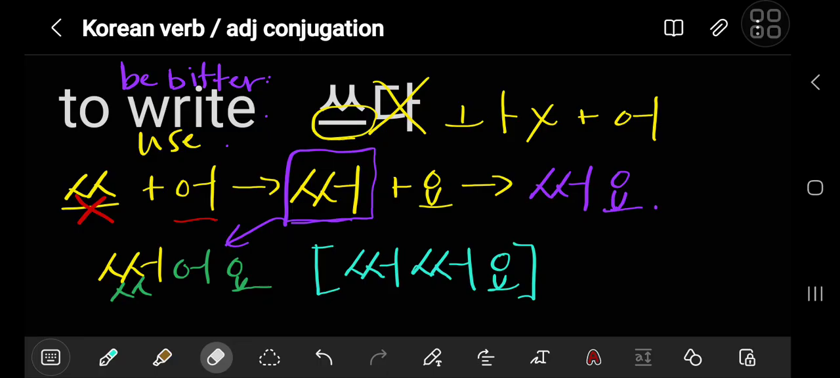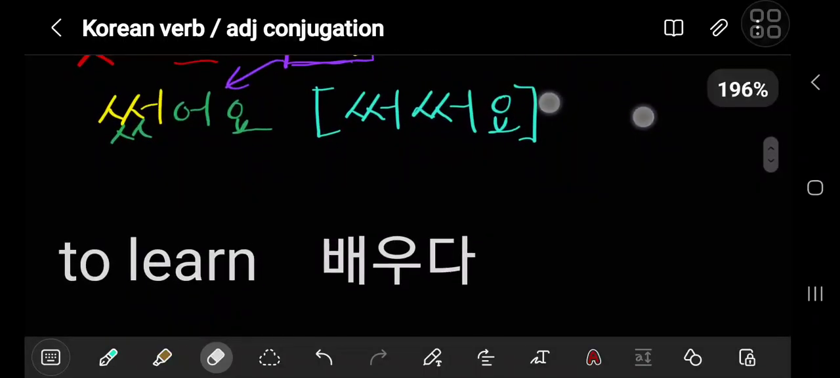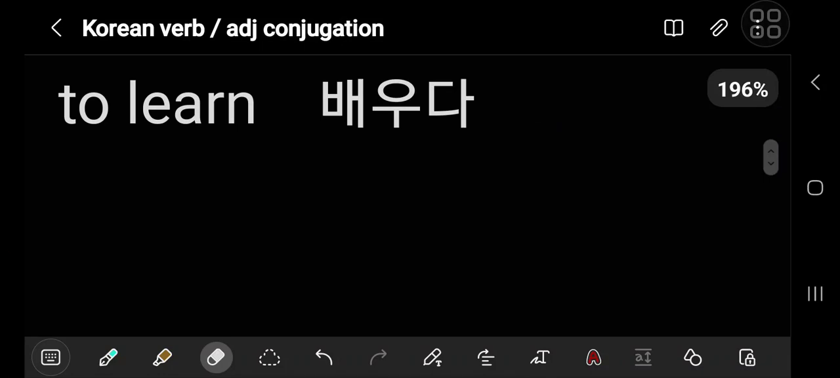Hey, you this machine 썼어요? Hey, did you use this machine? And then, yeah, I this machine 썼어요. Yeah, I this machine used. Hey, you this letter 썼어요? Yeah, I this letter 썼어요. So, yep, that's our past tense there with 쓰다, 배우다.